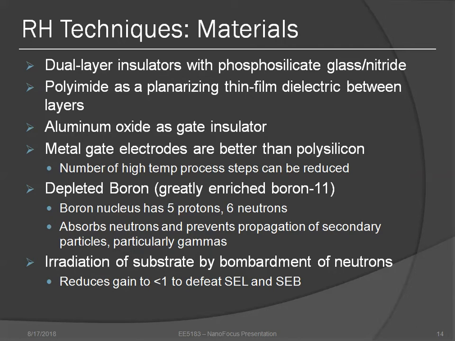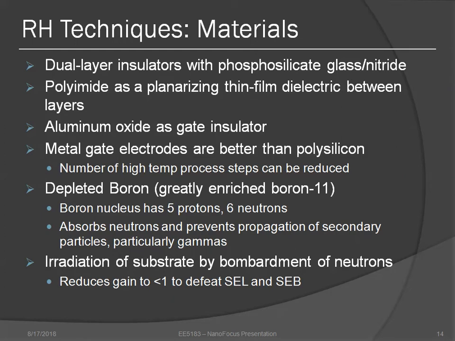So here are a number of other materials that have been researched and experimented with in an attempt to understand their hardness to radiation environments. In general, the results have shown varying degrees of success. It is not uncommon for improved hardness in a certain environment to be accompanied by degraded hardness in another. Some of these include gate oxide implants such as aluminum, chromium, and nitrogen, dual-layer insulators with phosphosilicate glass or nitride layers, and polyimide as a planarizing thin film dielectric between layers.